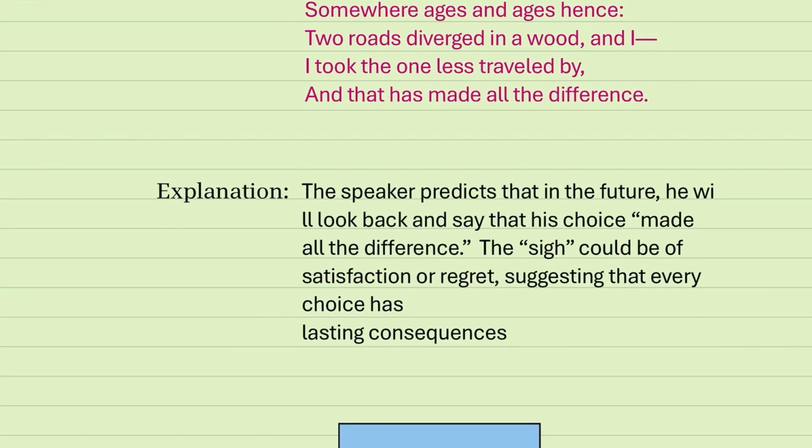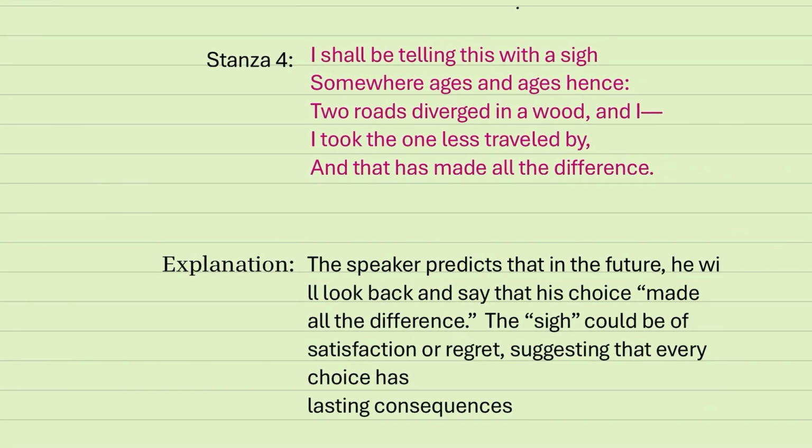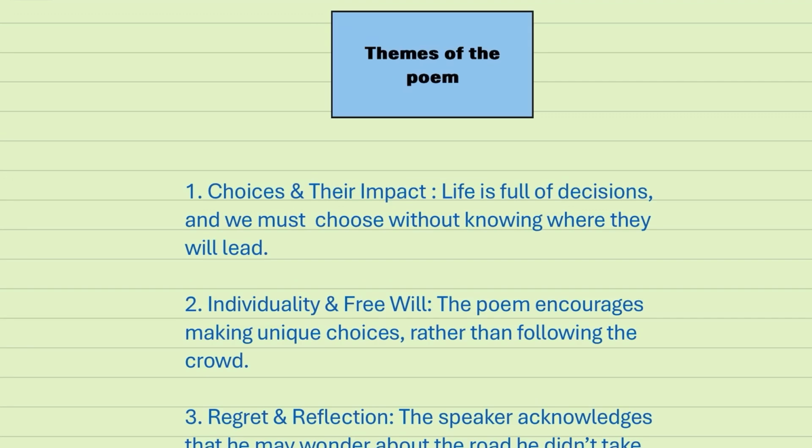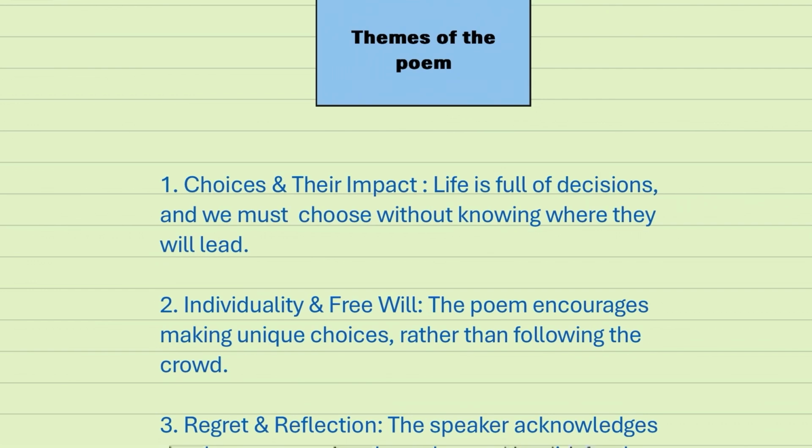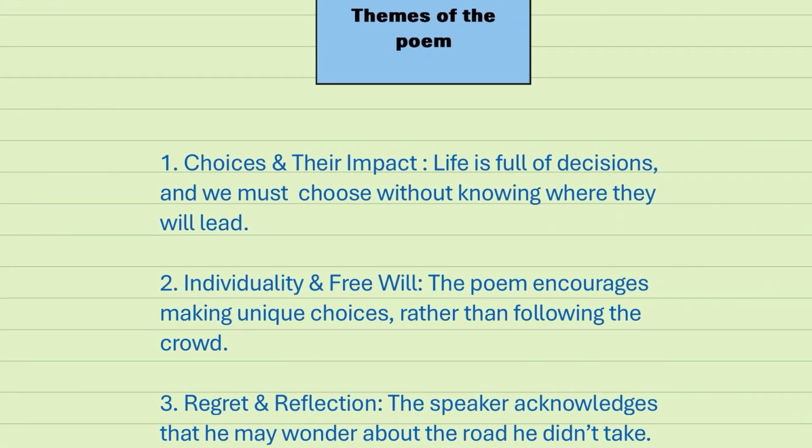Well, these are the four stanzas and the explanation. You can pause the video anytime you wish and read all the explanations. Now, let's talk a little bit about the themes of the poem. It seems there are about three themes in the poem. Theme 1 is choices and their impact. Life is full of decisions and we must choose without knowing where they will lead.